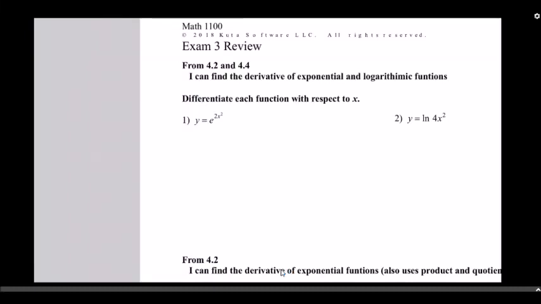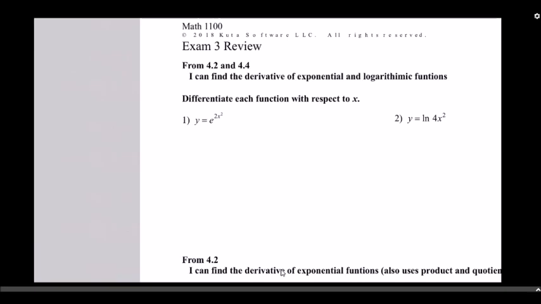All right, Unit 3. This is the review for Exam 3. This covers sections from Chapter 4 and Chapter 5. Chapter 4 deals with exponentials and logarithms. Chapter 5 gets into integration and finding antiderivatives.